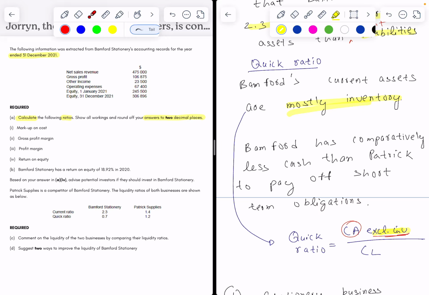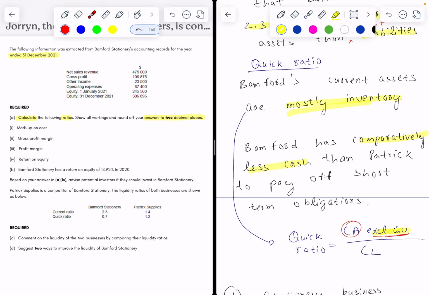Therefore, this obviously justifies that Bamford has comparatively less cash than Patrick in terms of servicing the short-term obligations and the current liabilities immediately. All right? So in terms of comparing the liquidity, we are to touch both aspects and then do a comparison between the two companies. Now, what about part D?